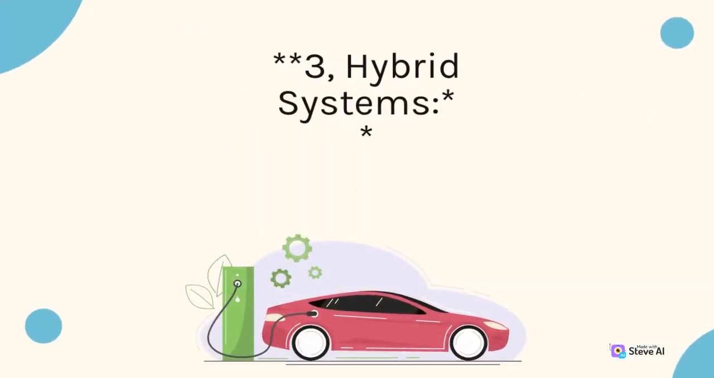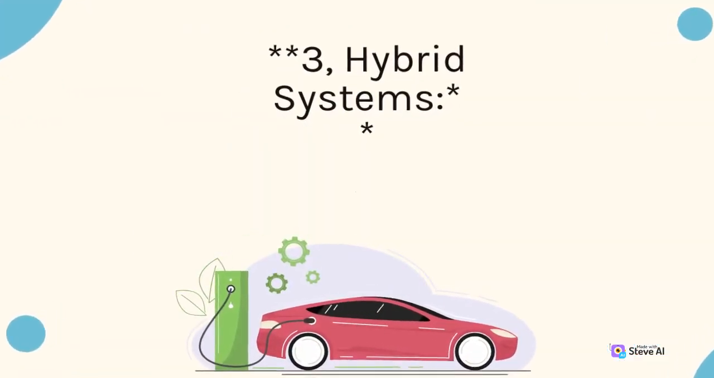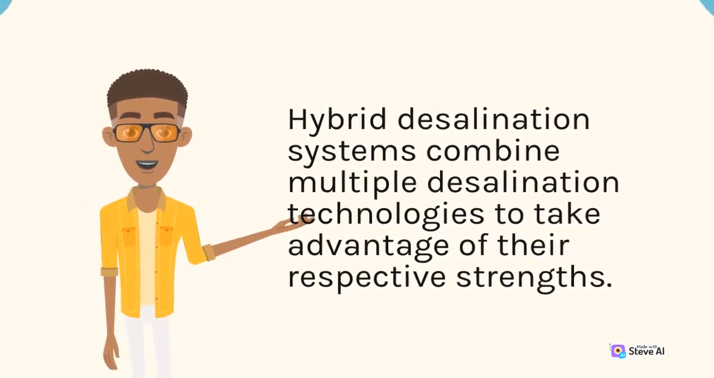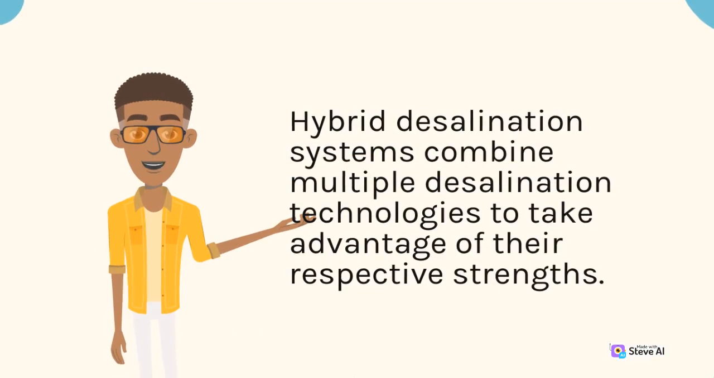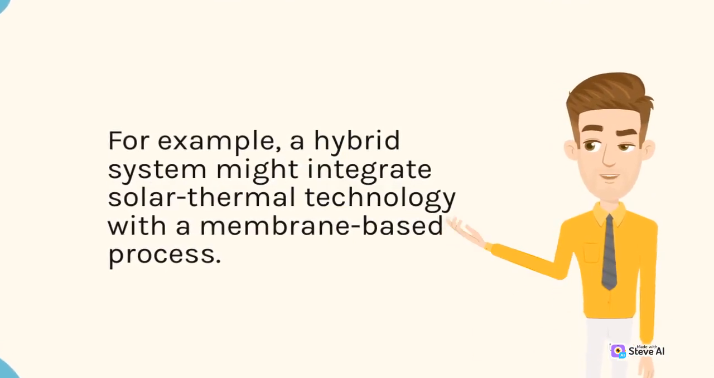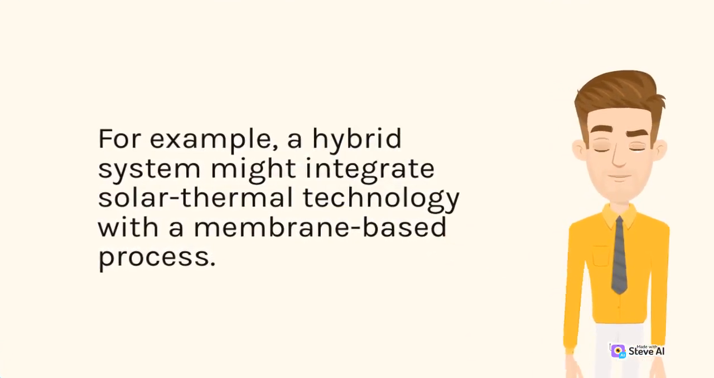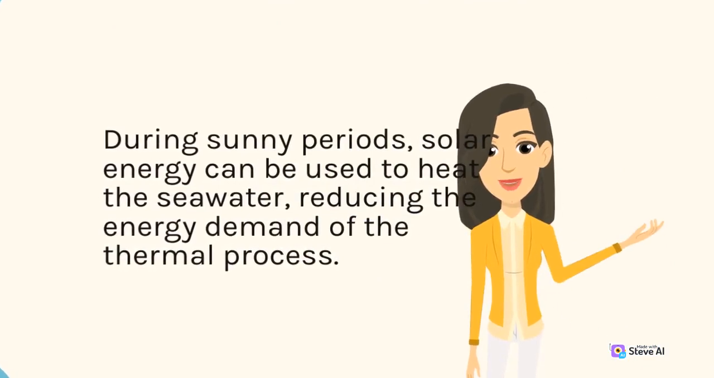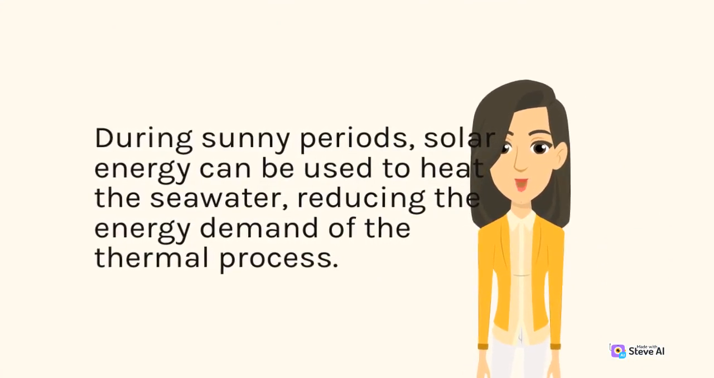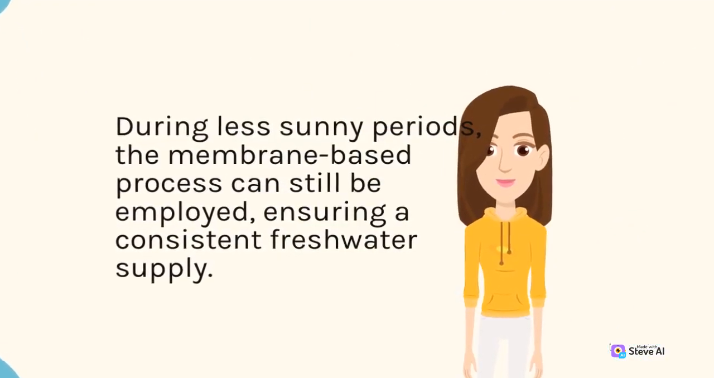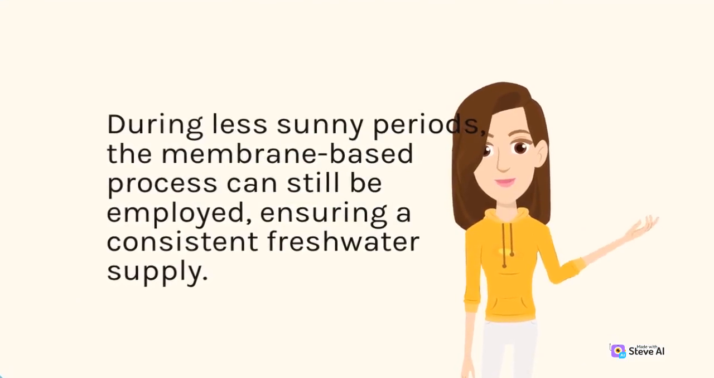3. Hybrid systems. Hybrid desalination systems combine multiple desalination technologies to take advantage of their respective strengths. For example, a hybrid system might integrate solar thermal technology with a membrane-based process. During sunny periods, solar energy can be used to heat the seawater, reducing the energy demand of the thermal process. During less sunny periods, the membrane-based process can still be employed, ensuring a consistent freshwater supply.